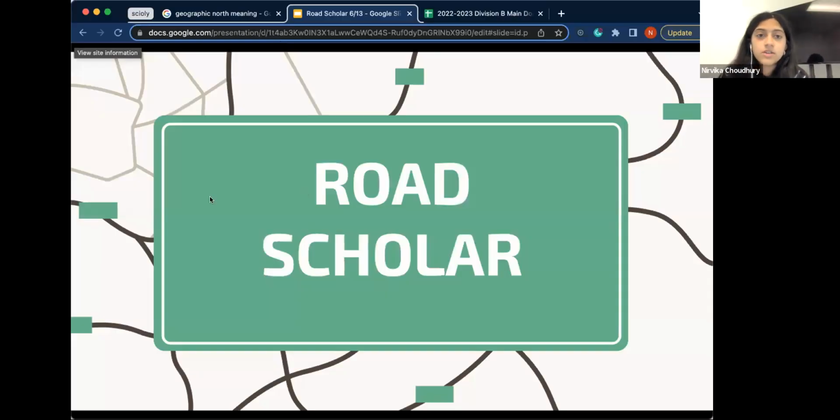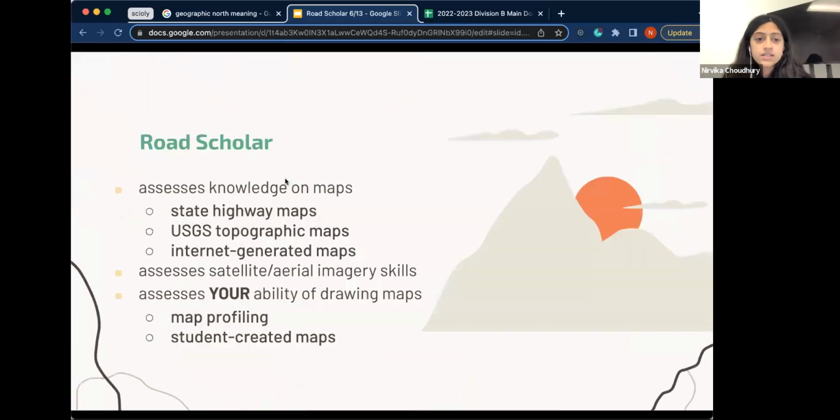Rhodes Scholar is a binder event, one binder for both partners. You can put as much information as you need in there, but we'll talk about that a little bit more. It's basically all about maps and satellites and stuff like that.